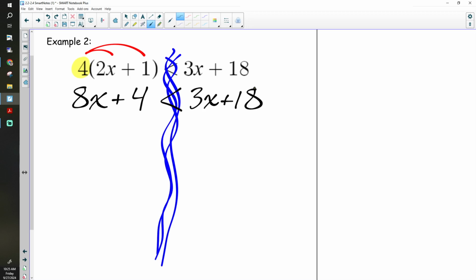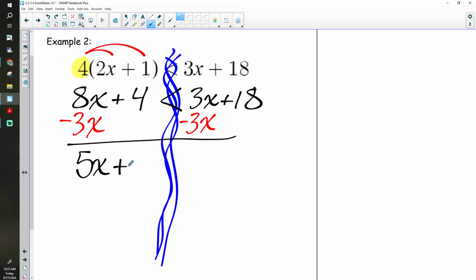Which means this 3x, we gotta kick them out. It's a positive 3x, and the opposite is minus 3x. Make sure you write it under its like term. 8x also has an x, so it goes underneath the other x term. 8 minus 3 is? Write it all down. It's 5. Then the sign swap.